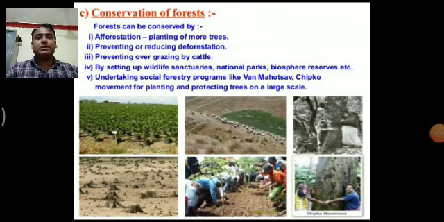I am Rajesh Kumar, science teacher of Pratapgarh School, Pathankot. Our main chapter is Management of Natural Resources, class 10, Biology, Science. This is the third lecture.